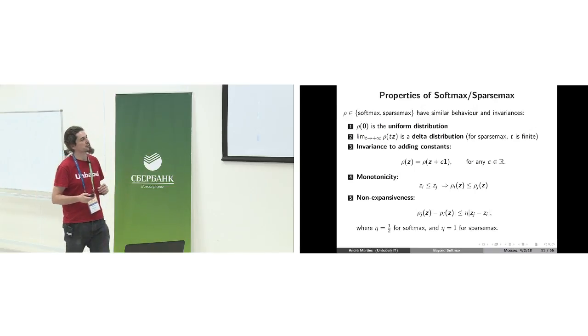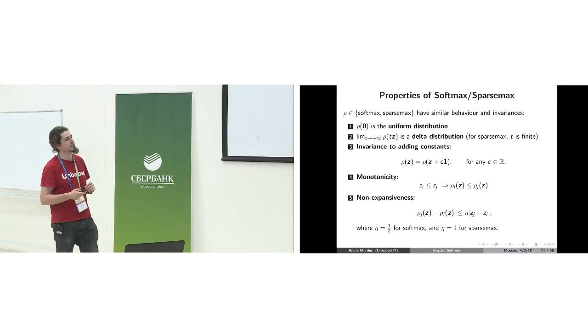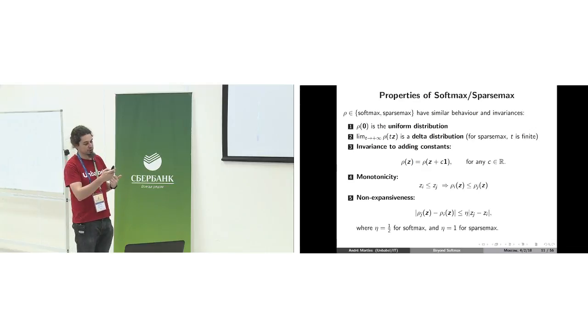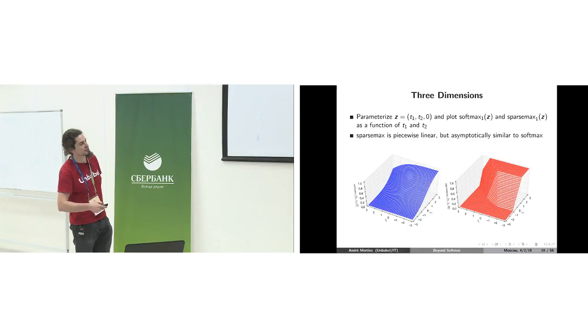For Sparsemax, we get something very similar, except that t is finite, so we don't need to actually take the limit. There is a finite value of t, after which we get the delta distribution. And this is related to the fact that you have this saturation pattern in Sparsemax. There's a finite value of t that makes you land in one of these regions.